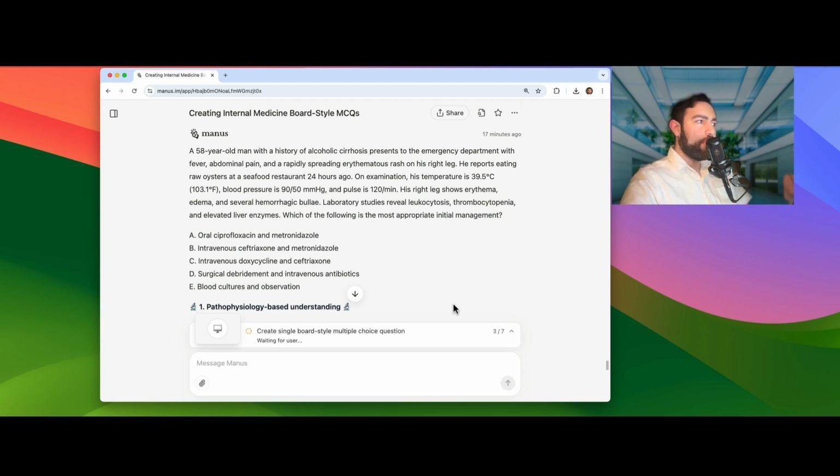On exam, he's got a very high temperature, 103. Blood pressure is low, 90/50. Pulse is 120. Okay, so signs of shock. His right leg shows erythema, edema, and several hemorrhagic bullae. So this is, again, telling you the diagnosis. Lab studies show leukocytosis, thrombocytopenia, elevated liver enzymes. Which of the following is the most appropriate initial management?